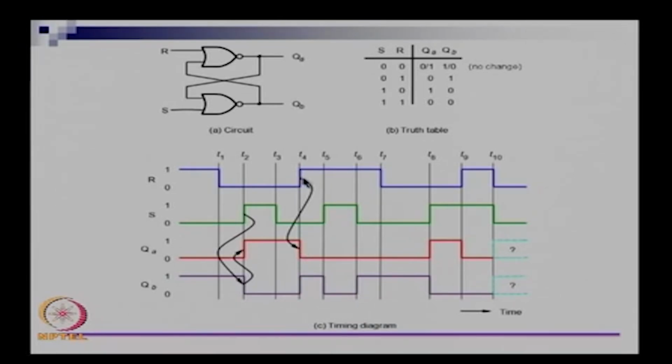So, we can see that T4 is changing the red line to go from 1 to 0. So, QA is changing from 1 to 0. This is going to change the purple line or QB from 0 to 1. So, it is clear from this one that when R is 1 and when S is 0, QA is reset.